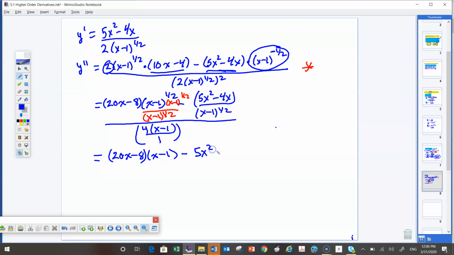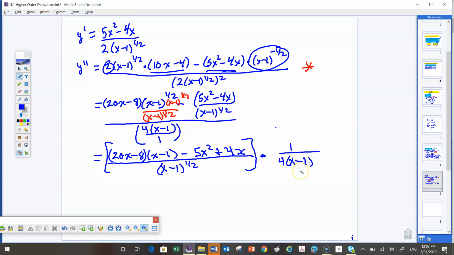So that's going to become a minus 5x squared plus 4x, and all of those are over the denominator, x minus 1 to the 1/2. And I'm going to multiply this whole ugly mess by the reciprocal of the denominator, which is going to be 1 over 4x minus 1. So now all we have to do is FOIL out my two binomials here, collect like terms, and then multiply those two fractions together, and we're done.